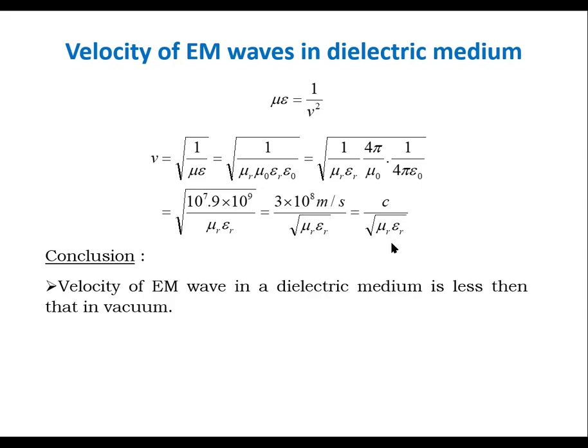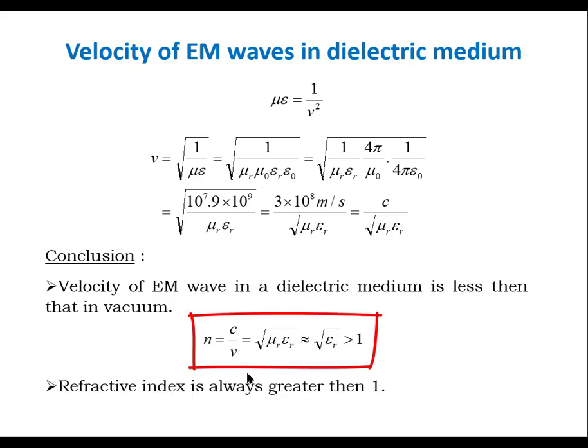So, as a conclusion, the velocity of electromagnetic wave in a dielectric medium is less than the velocity of electromagnetic wave in vacuum. And the ratio of these velocities is known as the refractive index of the medium, which will always be greater than 1 because epsilon r is always greater than 1 for any medium, and mu r may be equal to 1 for a non-magnetic material.